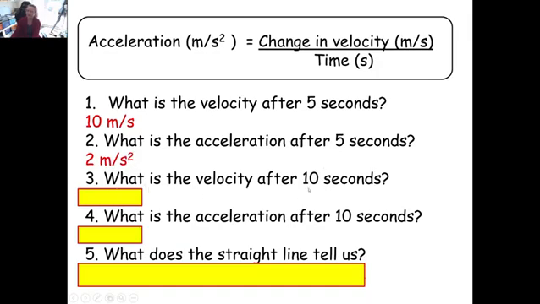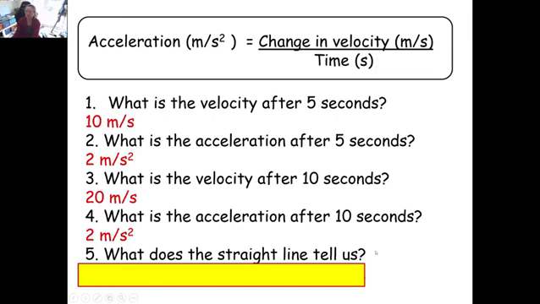After 10 seconds, the object is moving with a velocity of 20 meters per second. So the change in velocity is actually 20 meters per second because it started from 0. That happens in 10 seconds. So again, the acceleration is 2 meters per second squared.